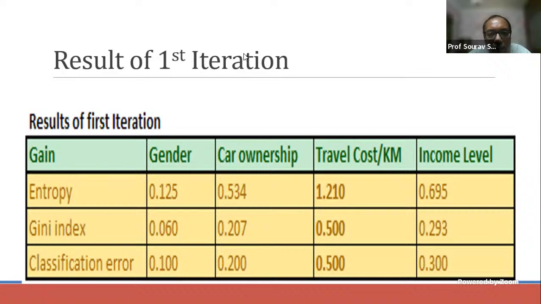Shashwat is saying gender. Shukantu is saying gender. Sambit is saying lowest one. Okay. Anyone else? So Shikha and Hari, they have given the correct answer. The answer is travel cost.